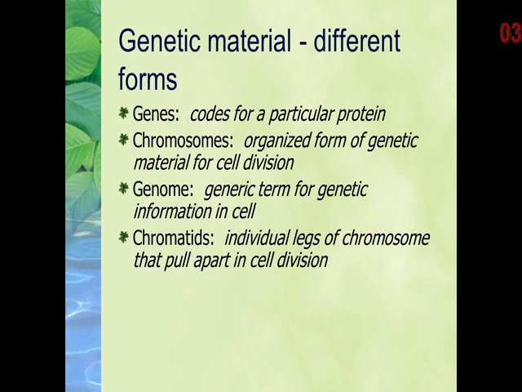Chromatids are the individual legs of the chromosome. These are what pull apart in cell division and are sometimes referred to as sister chromatids. The chromatin, on the other hand, is the loosely coiled DNA. This is how the cell will spend most of its lifetime, with the DNA in the chromatin form.